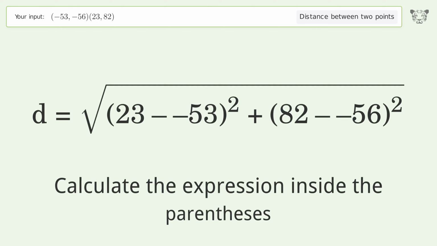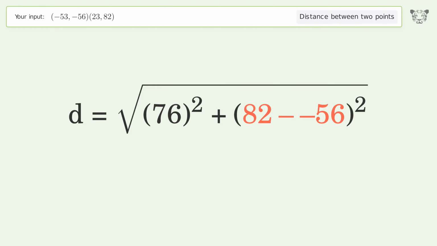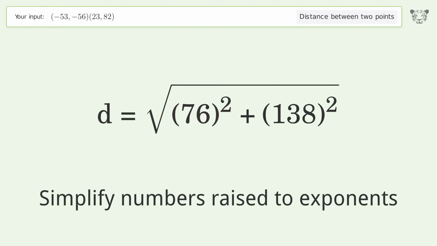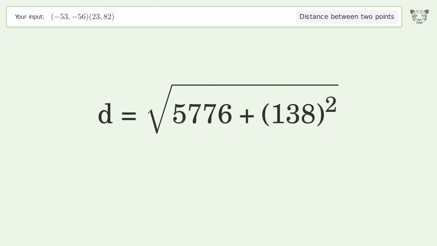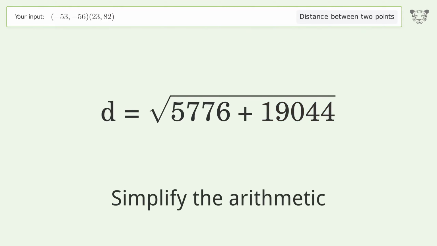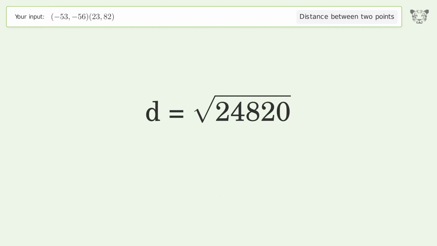Calculate the expression inside the parentheses. Simplify numbers raised to exponents. Simplify the arithmetic. And so the distance between the 2 points is the square root of 24,820, or 157.544.